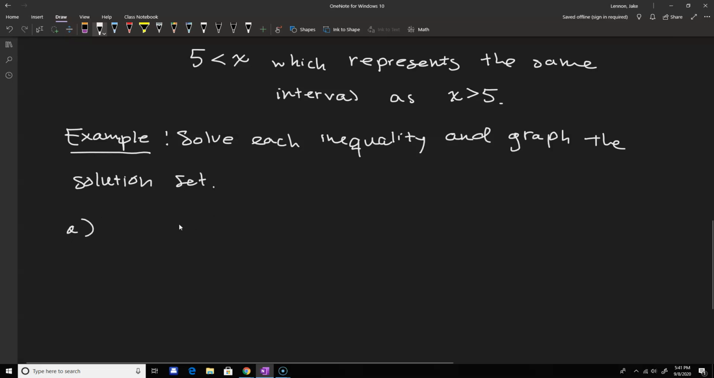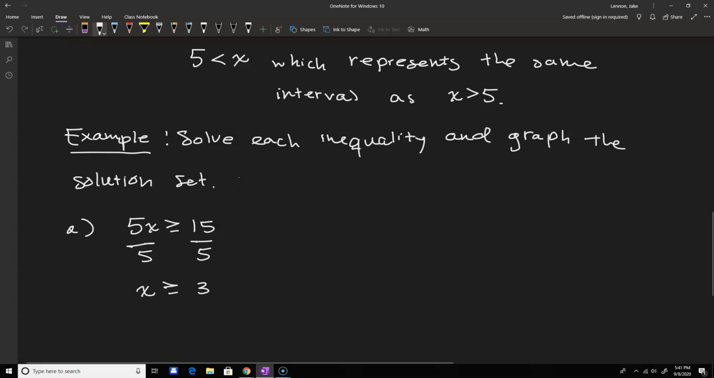So let's start with something relatively simple, 5x greater than or equal to 15. What you typically want to do, the same thing as an equation, is isolate the variable part and then multiply or divide once you're there to isolate x. In this case, x is being multiplied by 5, so we want to divide both sides by 5. No need to flip because that's a positive number, so we get x greater than or equal to 3.